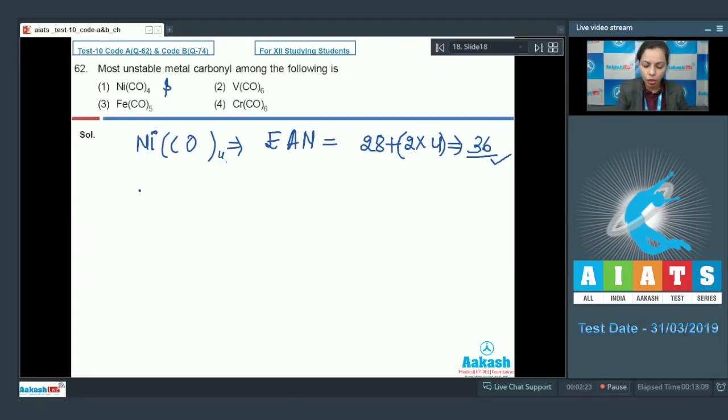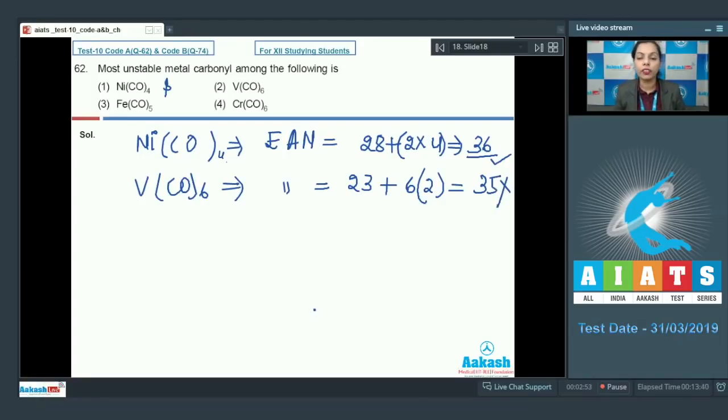Further, we have the second option, vanadium carbonyl. Now, I'm just going to calculate its EAN value. That is equal to 23, the atomic number of vanadium. Then there is no charge on the carbonyl. That's why oxidation number of vanadium is 0. Then 6 into 2, that would be equal to 12 plus 23, 35. It means it is unstable because its effective atomic number is not equal to the nearest noble gas. That's why it becomes unstable.